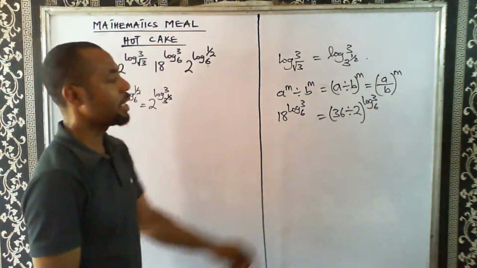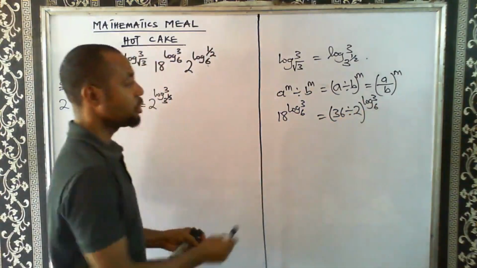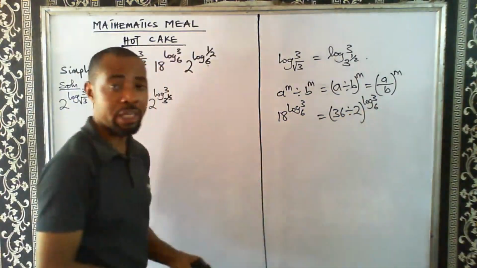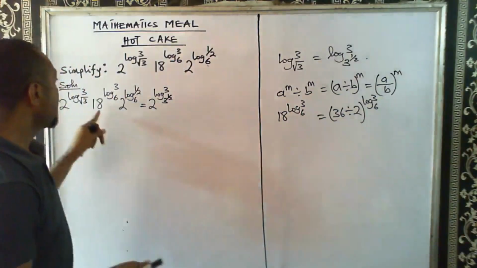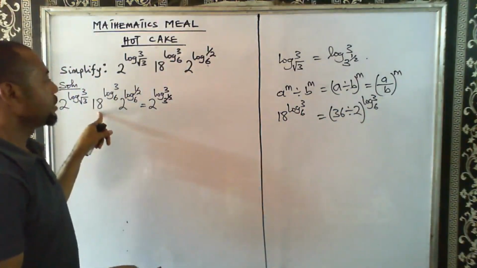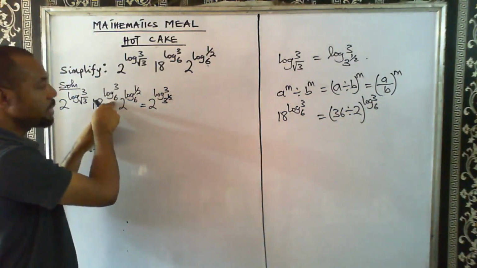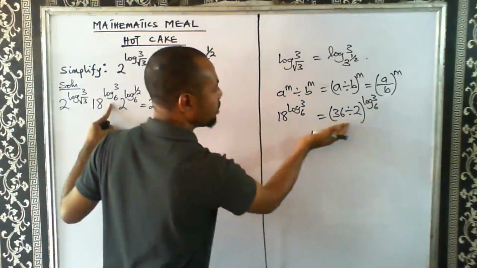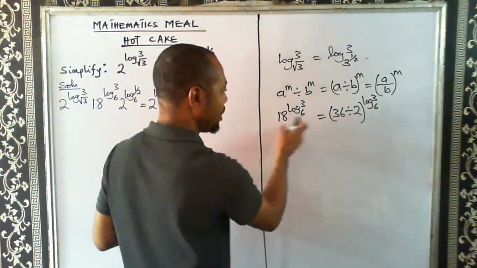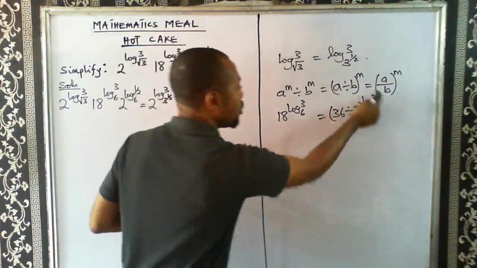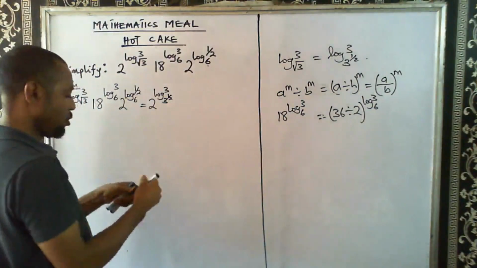I can write this 18 like this. Why? 2 divide 36 will give us what? 18. When 2 divide 36, we still have 18. So it means that I can write this 18 raised to power log 3 in base 6, I can write it in this form, 36 divided by 2, because 36 divided by 2 will still have 18, so nothing has changed. So I can use the whole of this to replace 18 in this expression. So let's go again on that.